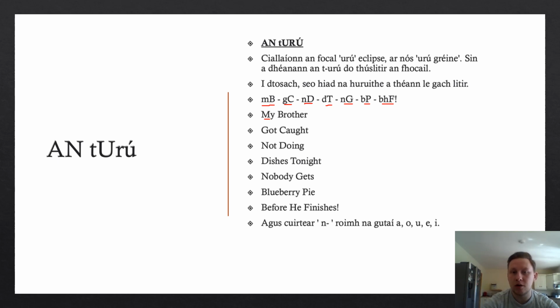So we have my brother, got, caught, G in front of the C, not doing dishes tonight, nobody gets blueberry pie before he. Okay, so we have here all your letters. Nice handy little rhyme for you to have. My brother got caught not doing dishes tonight. Nobody gets blueberry pie before he finishes.